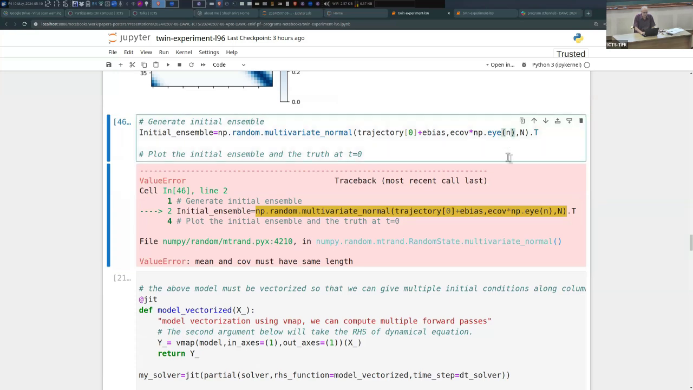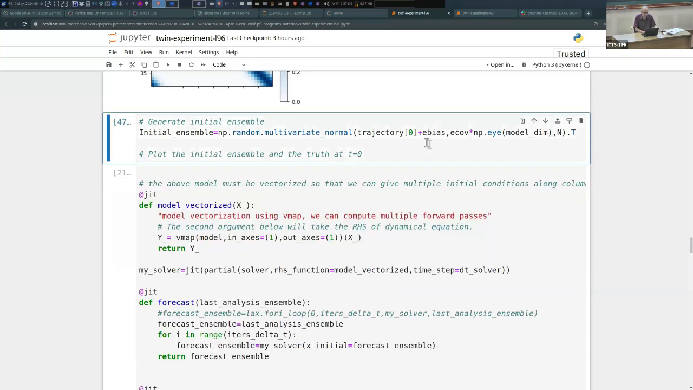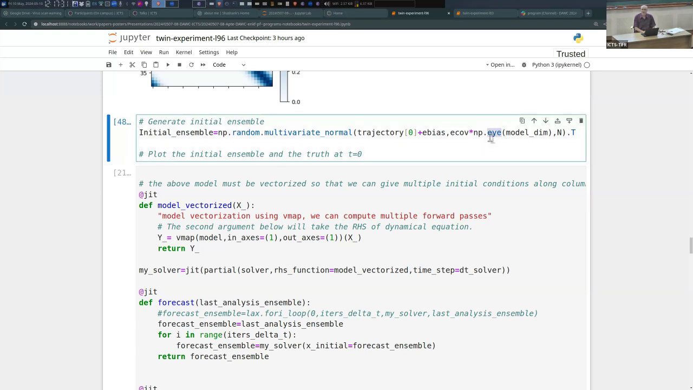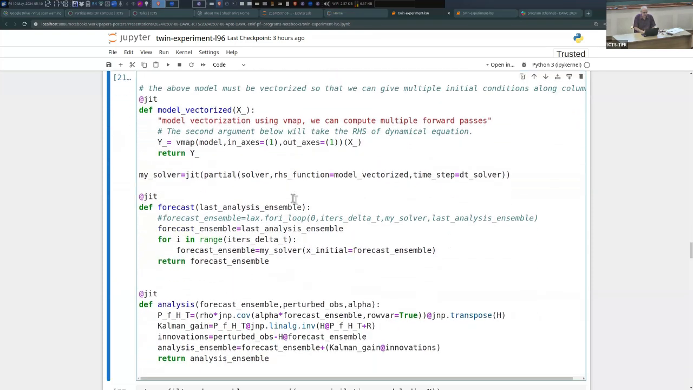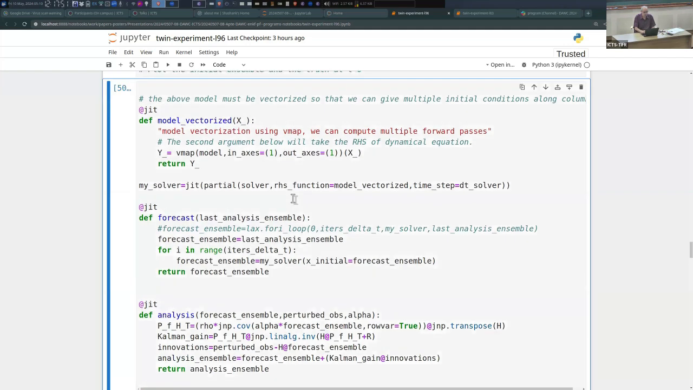Oh, why is this N? This should have been model dim. Okay, now it's working. Sorry, there are little bits and pieces. The covariance matrix for the initial ensemble was using little n, and right now little n is not a variable, unfortunately, in this code. Or little n was set to be maybe 40 or something like that. Okay, so this should just work.